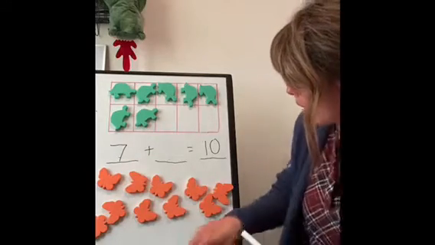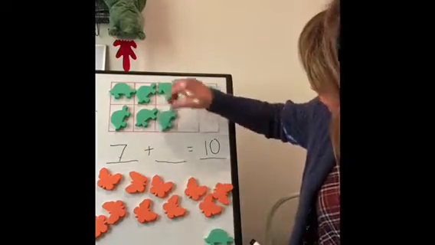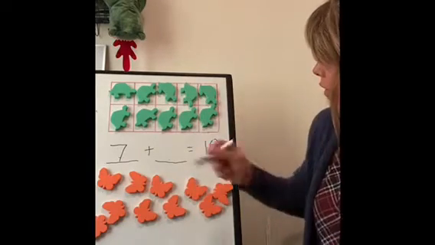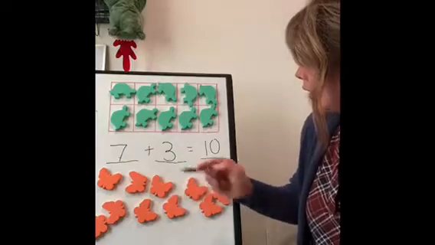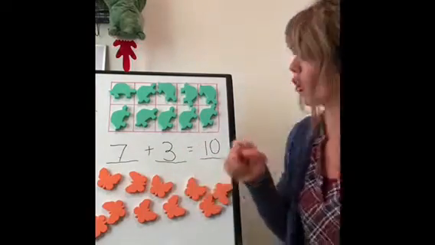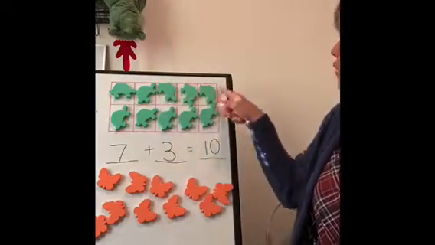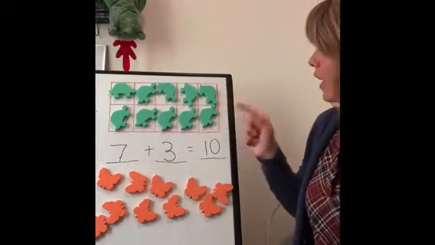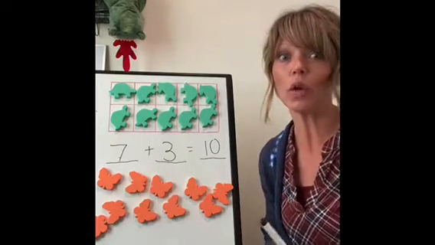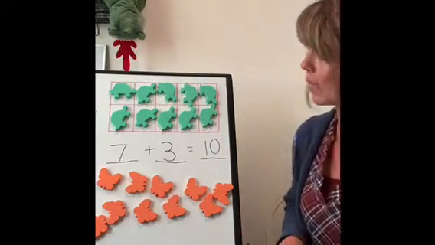So I know that 7 plus 3 equals 10. Let's count them to make sure. It's a 10 frame, so we know there's 10, but we'll just count to make sure. 1, 2, 3, 4, 5, 6, 7, 8, 9, 10. 7 and 3 is 10. So if you have 7, then you need 3 more to make 10.